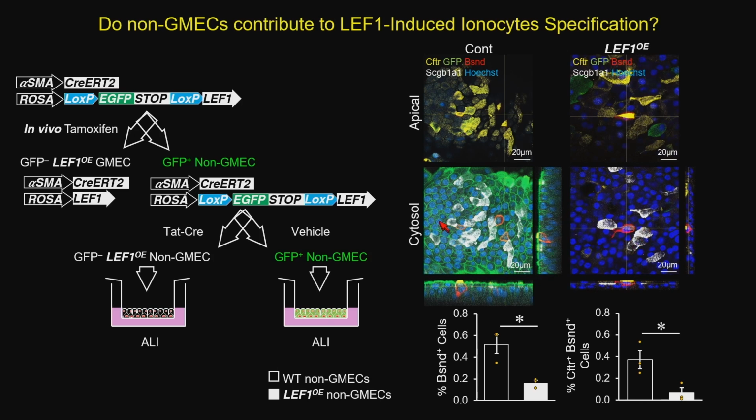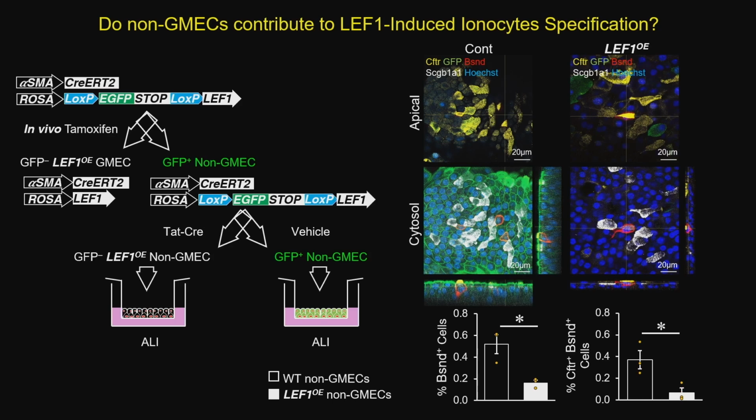All right. Interestingly and unexpectedly, we have seen fewer ionocytes in the LIF1 overexpressing non-myoepithelial cells compared to the wild-type ones. And we are seeing here a lot of CFTR expressing cells that are not ionocytes actually, and these happen to be secretoglobin 1A1 positive or serous cells. When we quantified that, we found a significant decrease in BSND positive cells and also CFTR, BSND double positive cells in non-myoepithelial cells when overexpressing LIF1.